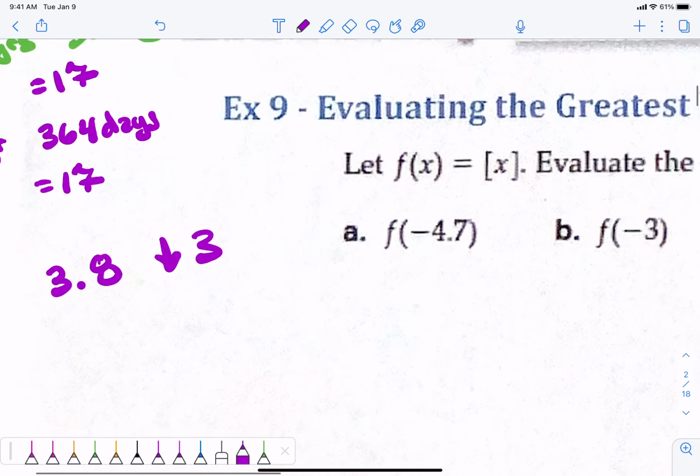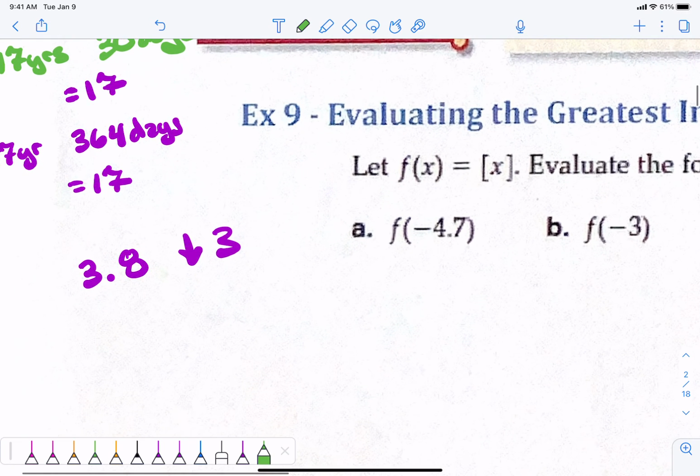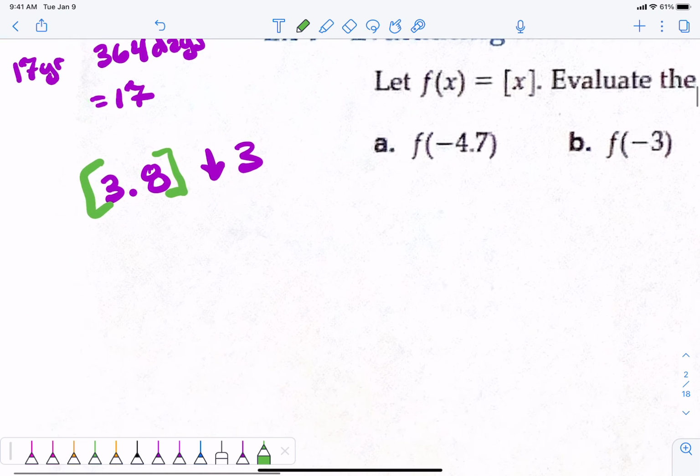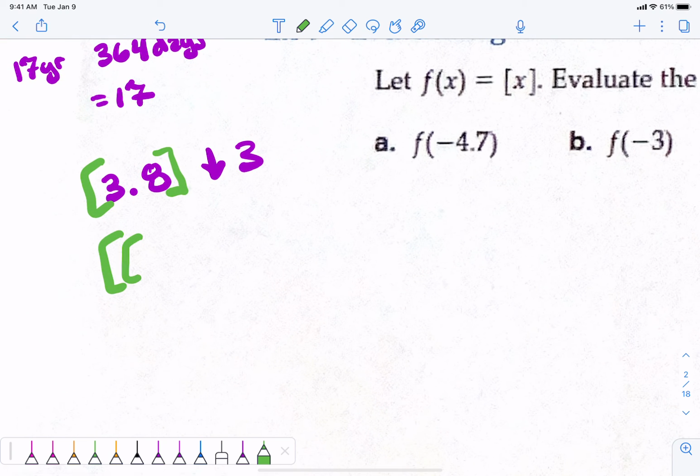All right, now let me show you the notation that they use. The notation that they use for greatest integer is like a box. So they put it in a box, and that means round down to 3. Some textbooks do it differently. Some textbooks will do 2 boxes. That notation means exactly the same thing. So sometimes they'll do 2 boxes instead of 1.